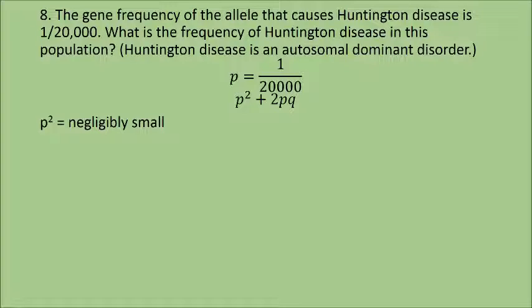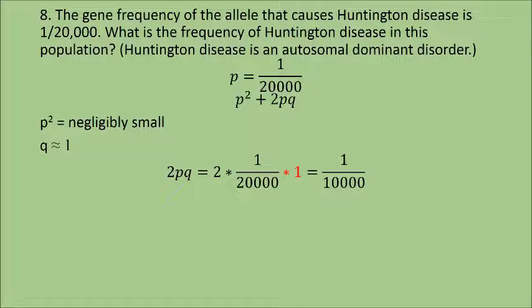And again, the reason we're doing that is because 1 over 20,000 times 1 over 20,000 is a very small number. The other assumption we're going to make is that if P is a very, very small number, then Q is very, very close to 1. So again, we assume that Q is approximately 1. Finally, we substitute everything into the equation for the carrier population. We get 2PQ equals 2 times 1 over 20,000 times approximately 1 for Q, and that equals 1 over 10,000.